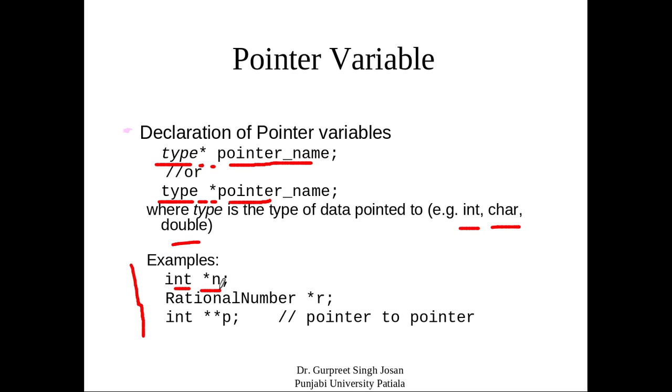Integer star n. So n is the name of the variable, and the star, the asterisk sign, denotes that this variable is not a normal variable, it is a pointer variable. Similarly, this is the name of a class, and you can create a variable that will store the address of some object. This is the pointer to pointer, and you declare it as integer double star p. The first star makes p a pointer variable, and the address of that is again stored in some location, so it is a pointer to pointer. We will cover this in detail in the coming slides. So this is how you can create pointers in a program.